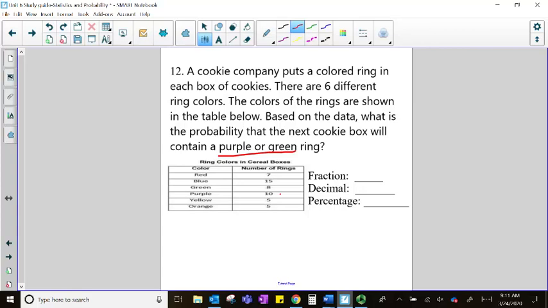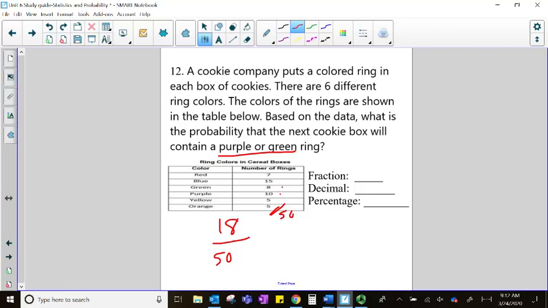So purple we have 10, green we have 8. Together 10 and 8 make 18. Out of how many rings did they have total? They had 50 when you count them all up. All of these equal 50. So 18 out of 50 were either purple or green.